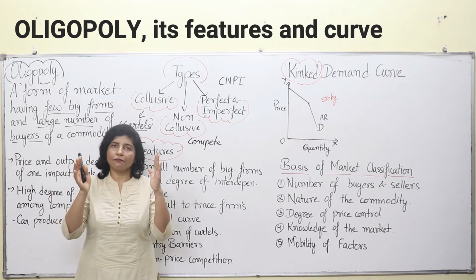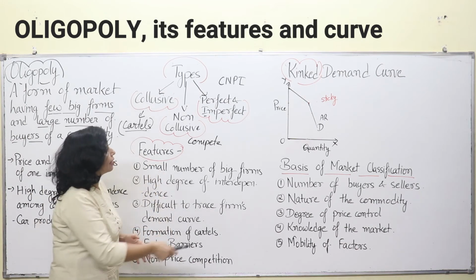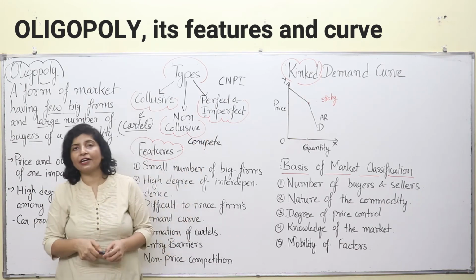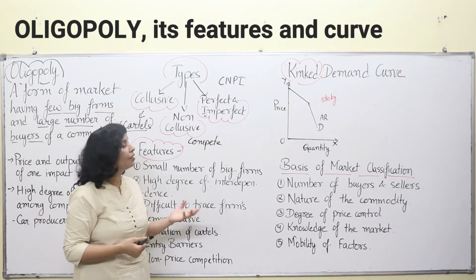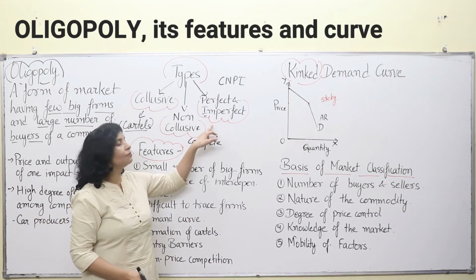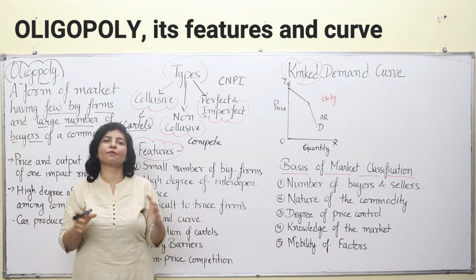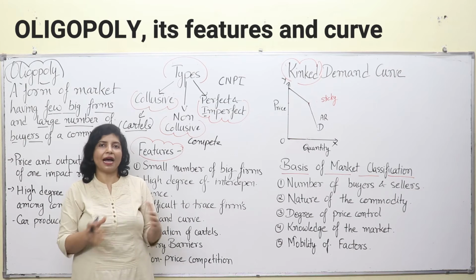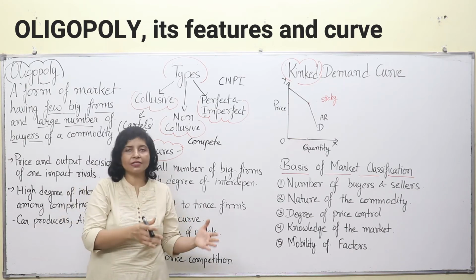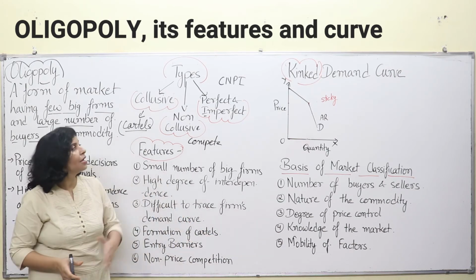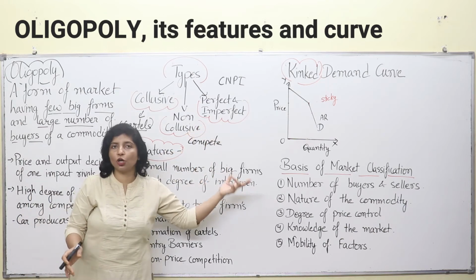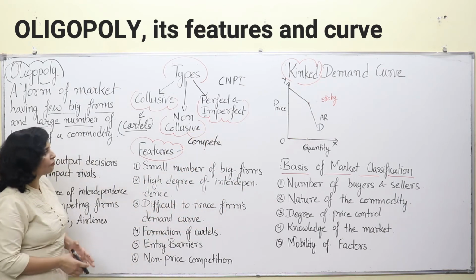Oligopoly firms sell differentiated products. In reality, imperfect oligopoly is found in markets where firms sell differentiated products. Take for example, different automobile companies sell different types of cars. They have different features, different mileage, different offers, and different brand ambassadors, of course. So that is imperfect oligopoly, which operates in the real markets of our world.